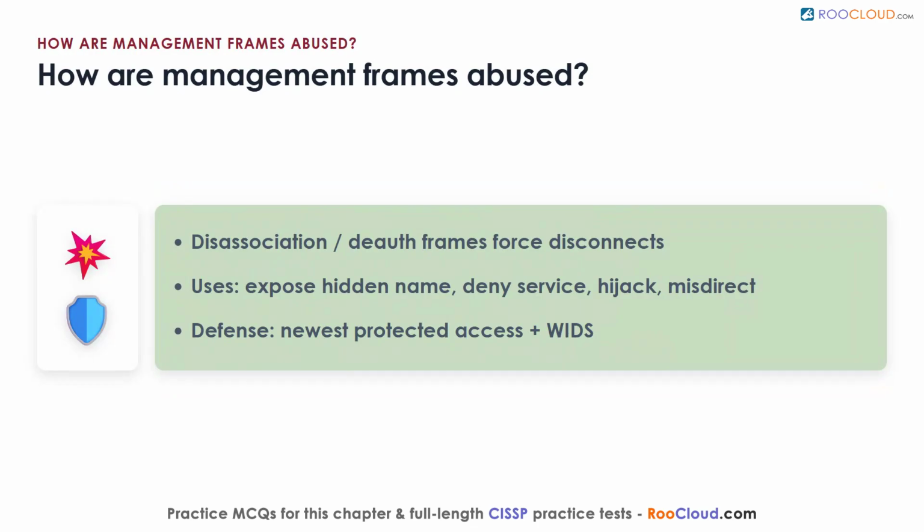A disassociation frame normally tells a client to drop one access point as it moves to another in the same coverage area. Sent maliciously, it simply knocks a client off the network. A related deauthentication frame does much the same, forcing an immediate disconnect. Attackers spoof these to expose a hidden network name, to deny service by repeatedly kicking a client off, to hijack a session while the real client is locked out, or to shove a client toward a fake access point. Your best defenses are the newest protected access and a wireless intrusion detection system watching for the abuse. Picture someone yanking your phone call dead the instant it connects, over and over.